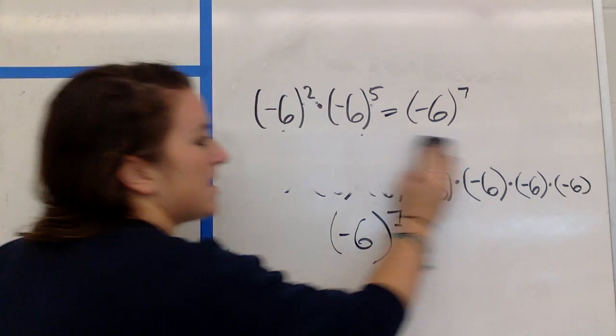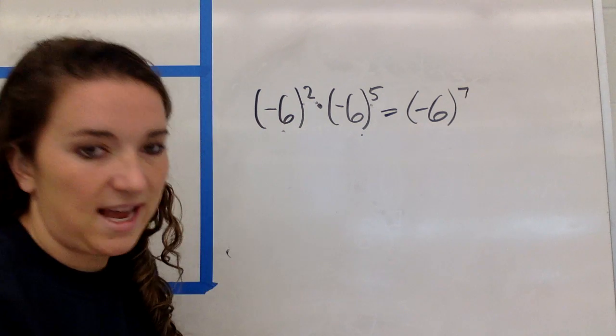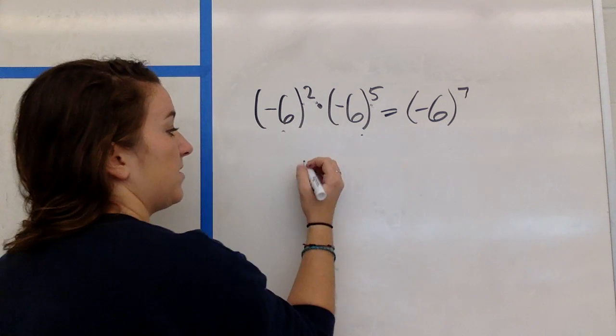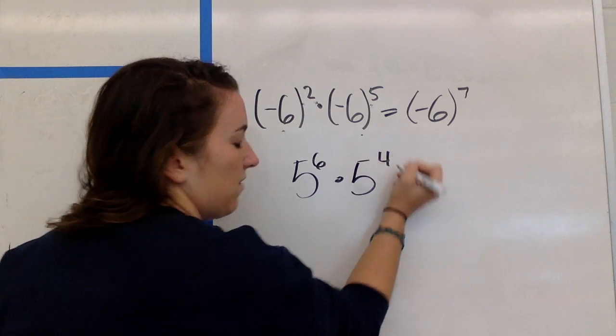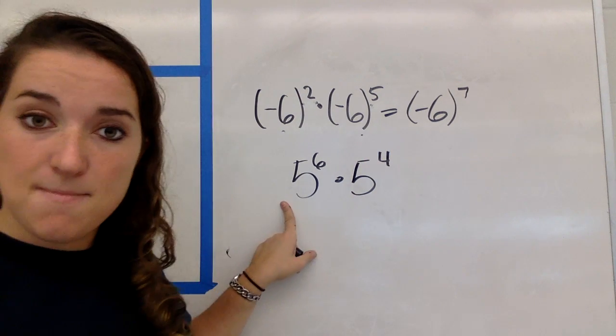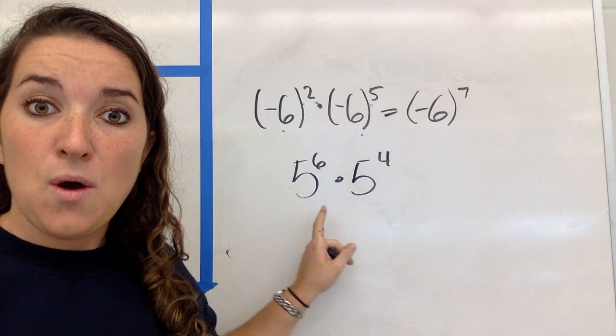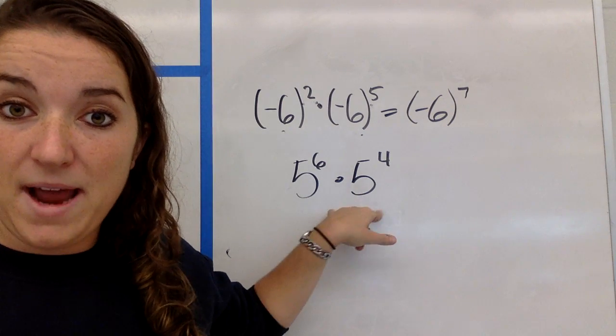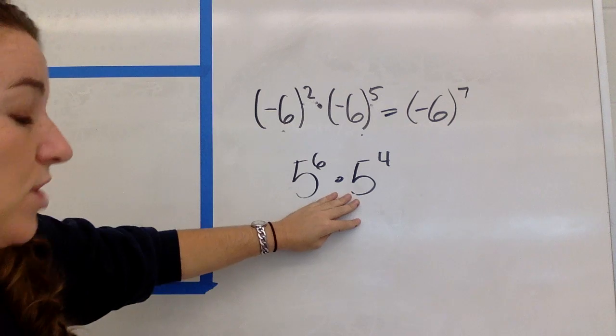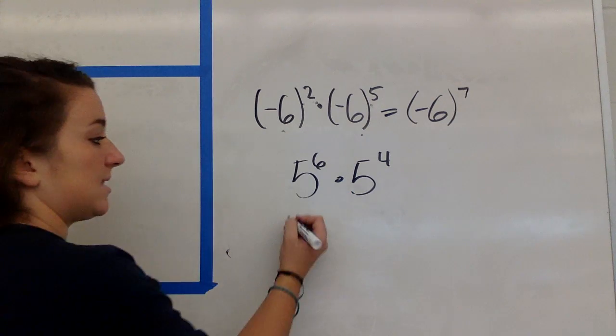All right, so then our next one is pretty much identical. We just have different base and different exponents. So you have 5 to the 6th power times 5 to the 4th. Is our base the same? Yes, it is. What operation are we doing between these two terms? Right, multiplication. So it says expand, so I'm going to expand it out.